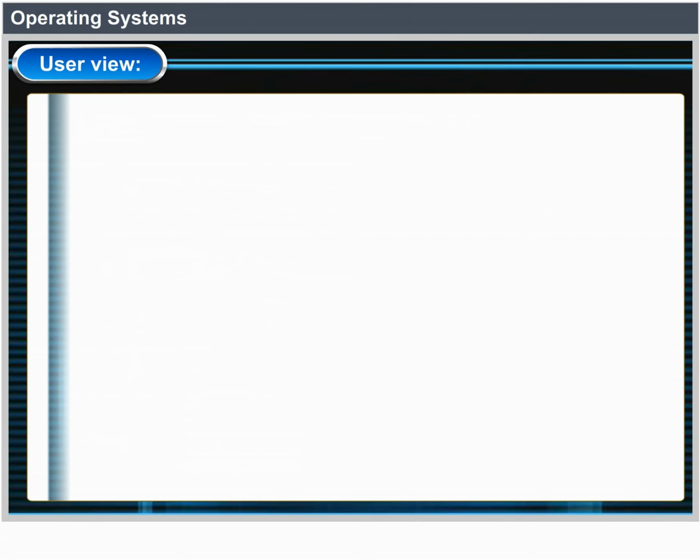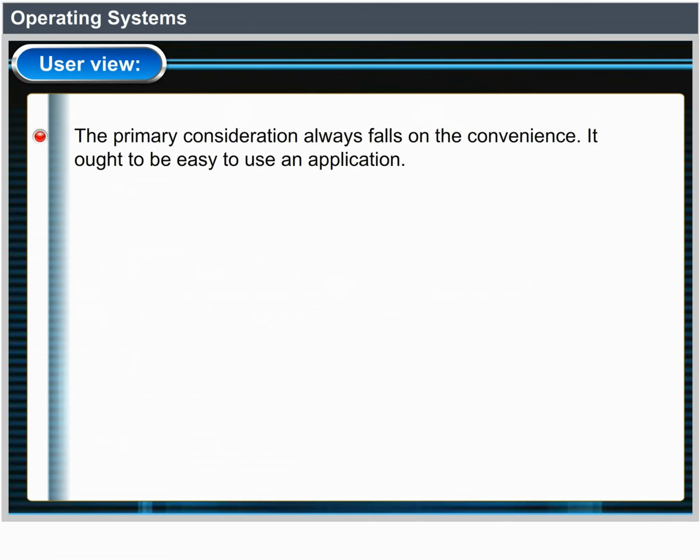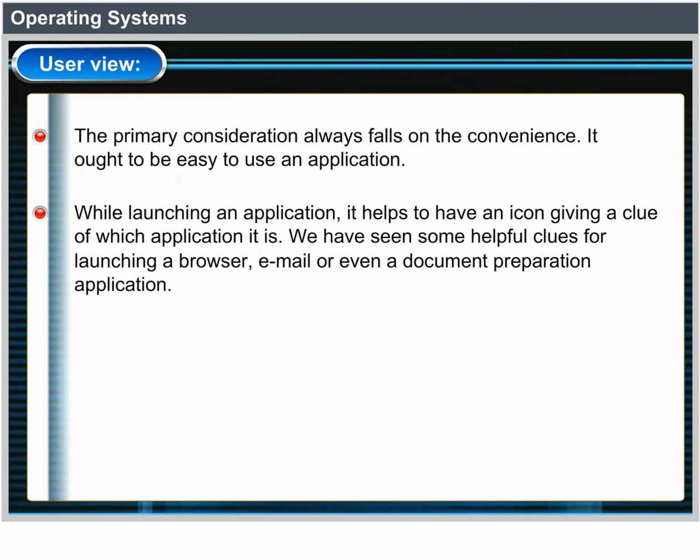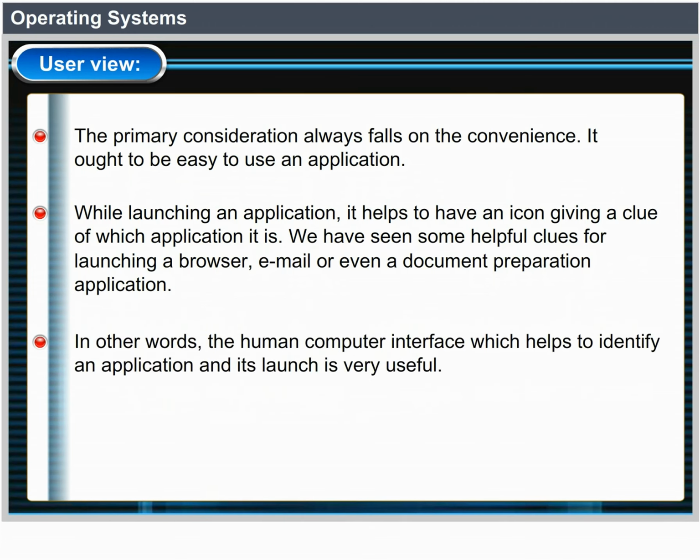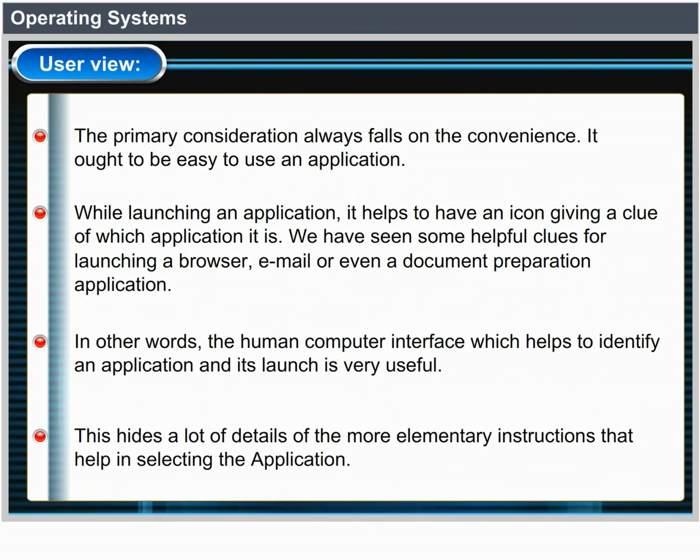User view. The primary consideration is always the convenience. It should be easy to use an application. In launching an application, it helps to have an icon which gives a clue which application it is. We have seen some helpful clues for launching a browser, email, or even a document preparation application. In other words, the human-computer interface which helps to identify an application and its launch is very useful. This hides a lot of details of the more elementary instructions that help in selecting the application.